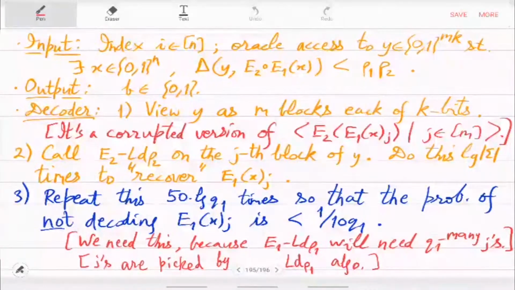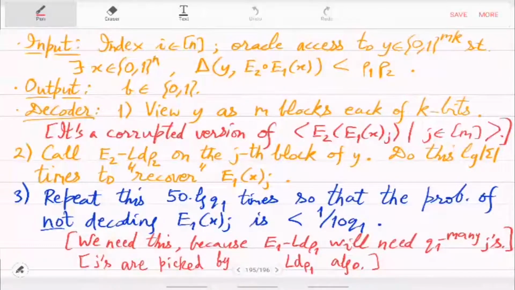So based on the j's that E1's local decoder will require, you go to those blocks, E1xj with E2 applied, you go to those jth blocks, and first you learn E1xj by E2's local decoder. So that is what we did last time. Step 2 is E2's local decoder with parameter rho 2. This was applied on the jth block, and this was applied again and again. So it was applied actually log sigma many times to recover E1xj, the whole symbol.